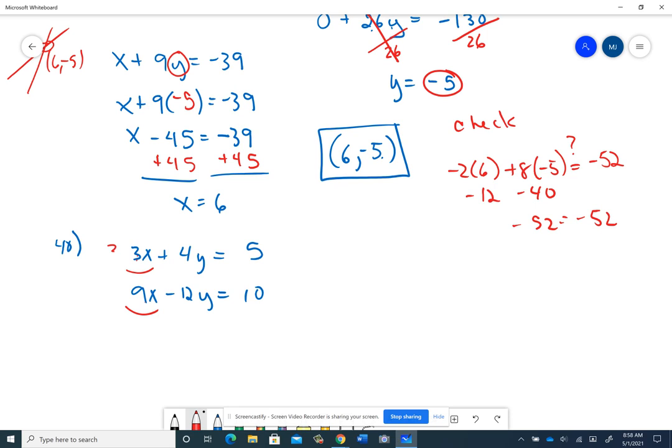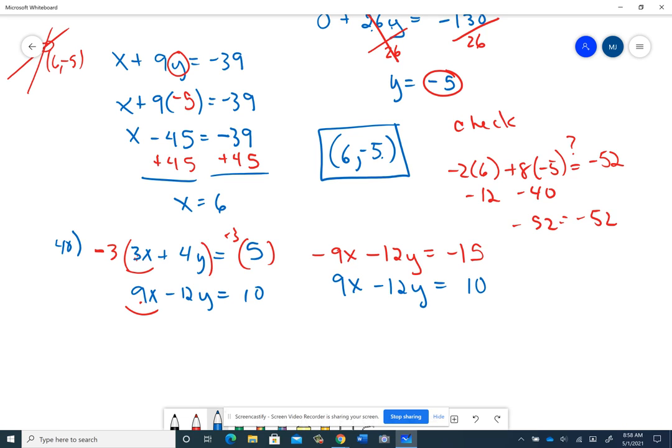Okay, so I'm going to do that. But this is +9. I need this to be negative. So let me use -3 on that. Well, then I'd wind up getting -9x minus 12y equals -15. The second equation is 9x minus 12y equals 10. It looks like it's going to be one of those special cases. Now I'm ready to try to add the two equations together.